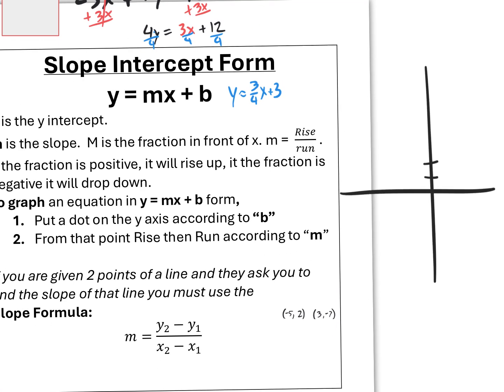Put a dot at 1, 2, 3 on the y. And then from that point, you are going to rise and run. That's what it says. From that point, rise and run according to m. So from this red dot, you're going to rise 3 and run 4. So you rise 1, 2, 3, and you run 1, 2, 3, 4. So showing that right here, 1, 2, 3, 1, 2, 3, 4 would be over here.